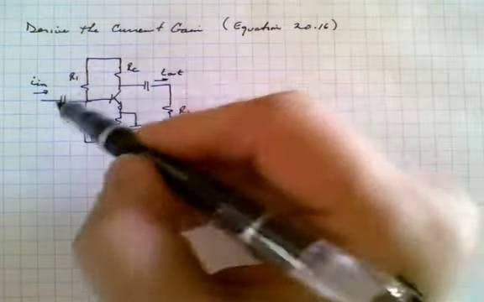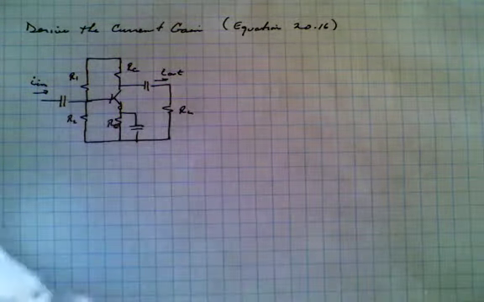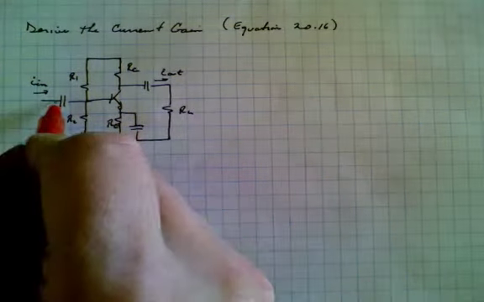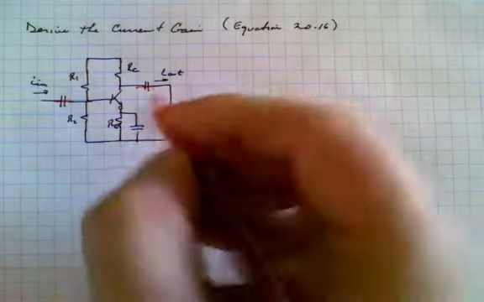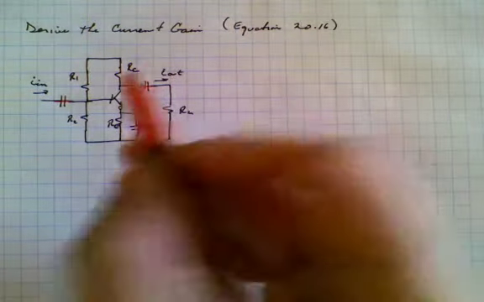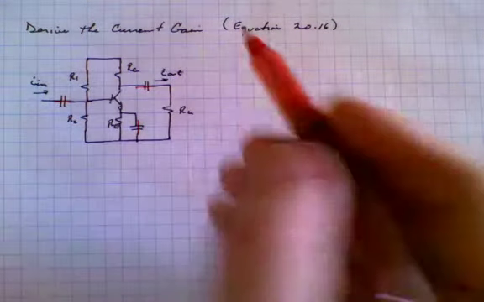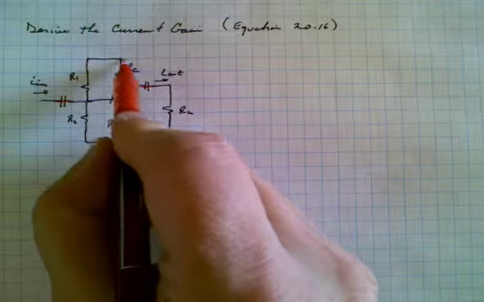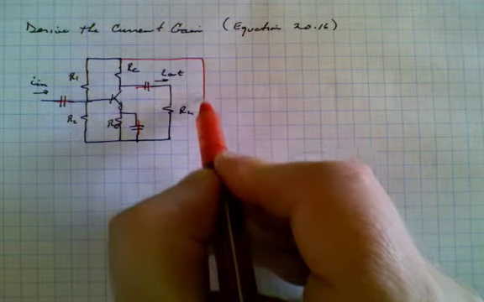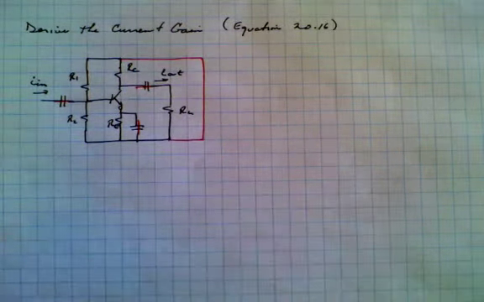Remember, in the AC equivalent circuit, all the capacitors become shorted. So we can kind of do that. They become short-circuited. And the power supply, VCC, also becomes short-circuited. So there's a connection that goes from here directly to here.